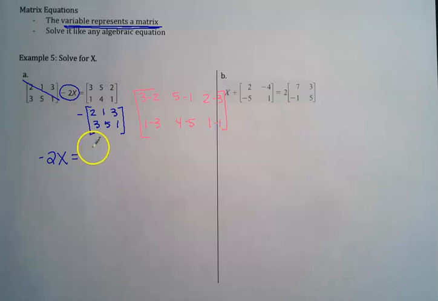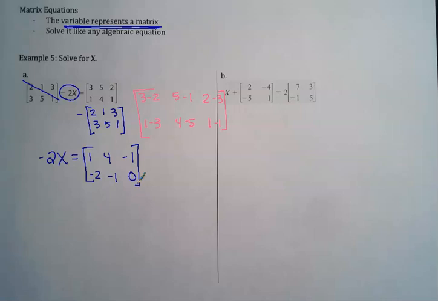Okay, so I'm going to go back here and get there. So 3 minus 2 is 1. 5 minus 1 is 4. 2 minus 3 is negative 1. Row 2. 1 minus 3 is negative 2. 4 minus 5 is negative 1. 1 minus 1 is 0. Okay, so now I'm sitting at negative 2x equals matrix 1, 4, negative 1, negative 2, negative 1, 0.